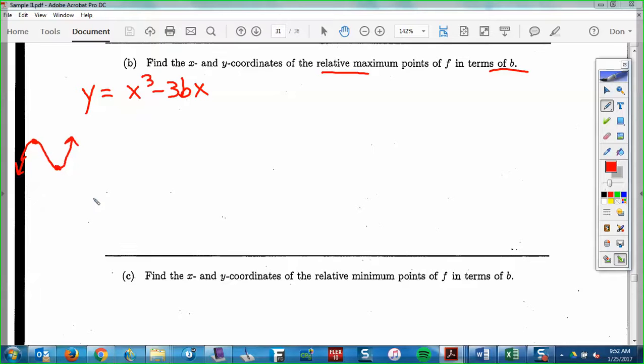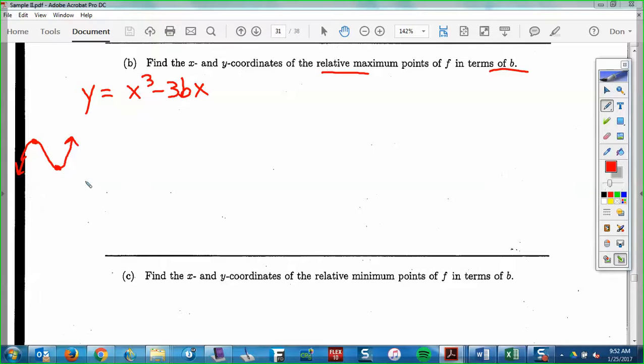That there's going to be one local max and one local min. I know I'm going to have one local max and one local min because I've already seen what the graphs look like in part A. And the local max is going to come first and the local min is going to come second. So I already kind of know that, but it's possible that maybe I wouldn't have known that.